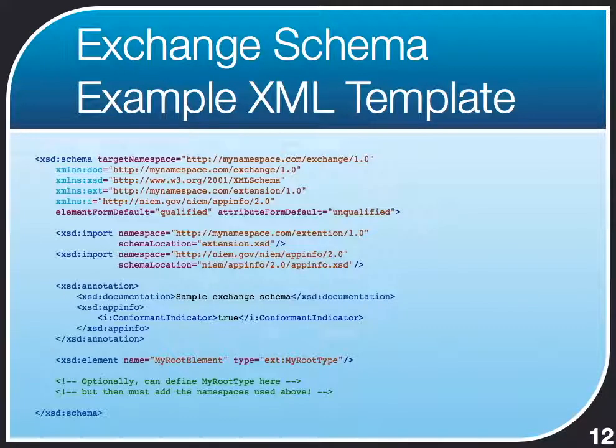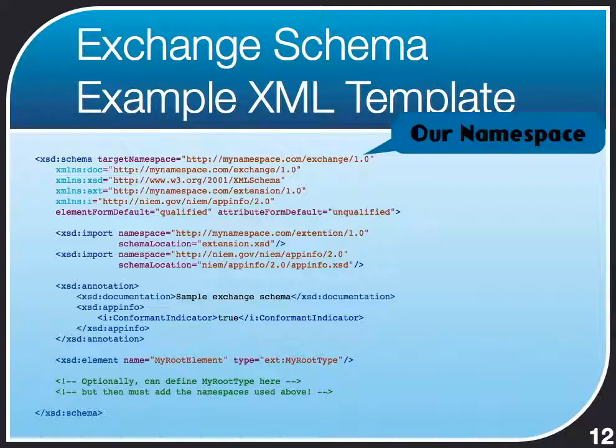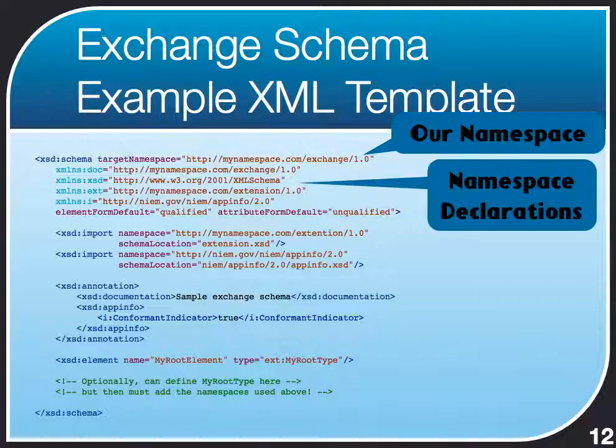Here's an example of what an exchange schema looks like. It starts out with the schema element, and then it has a target namespace. So again, here's our namespace being declared for this particular schema, in this case mynamespace.com/exchange/1.0 instead of extension. We have our namespace declarations. This time, instead of calling it ext for the extension one, we're going to call it doc for document. You could call it like exchange for exchange, whatever you want though.